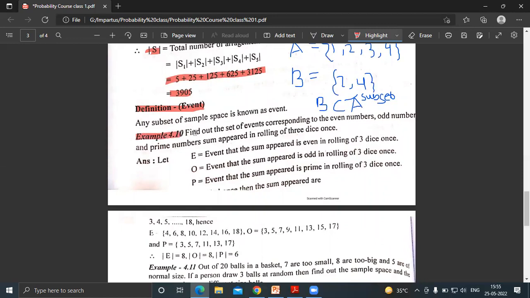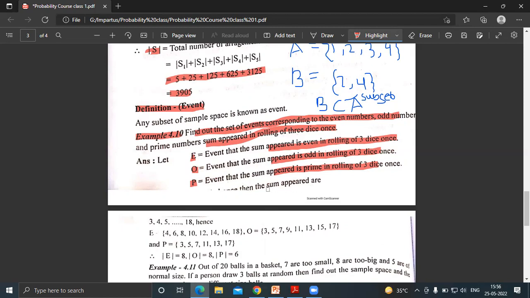Here the question is given: find out the set of events corresponding to the even numbers, odd numbers and prime numbers for the sum appeared in rolling 3 dice once. Suppose E stands for the event that the sum appeared is even in rolling 3 dice once. O stands for the event that the sum appeared is odd. Similarly, P is the event that the sum appeared is prime. So I want to write all the elements of these events.